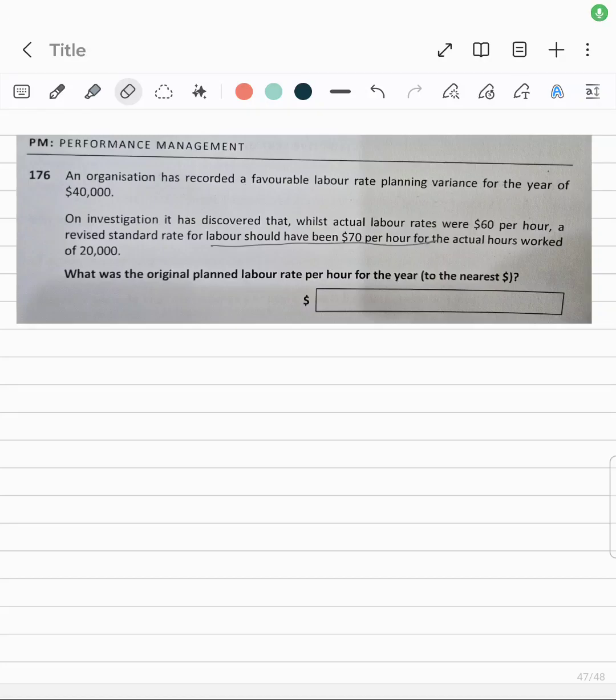Hello everyone, these are a few sectioning questions from Kaplan kit, mix and yield variances. Let's start with this question. I've selected a few questions which I think are good to discuss.